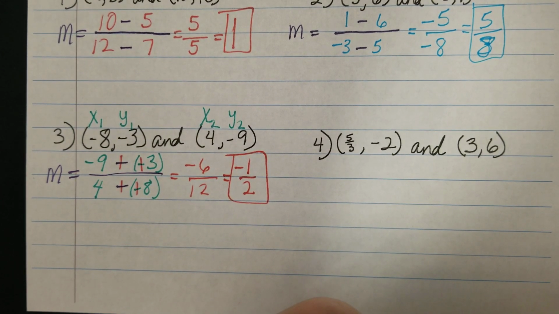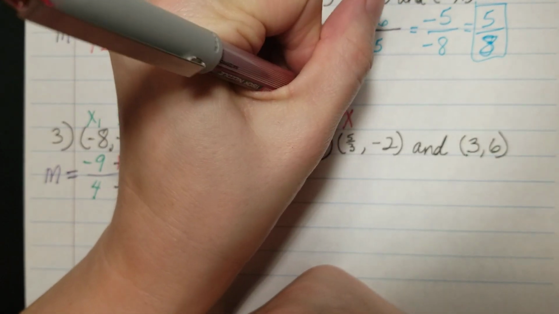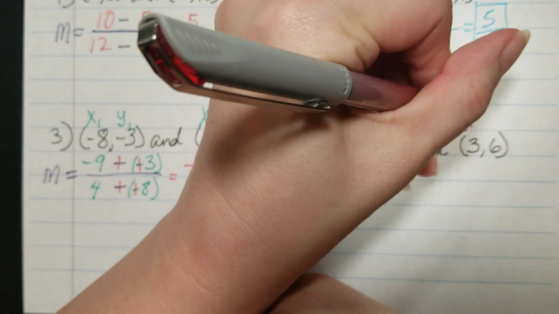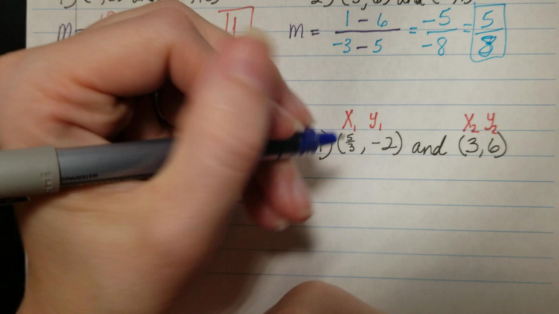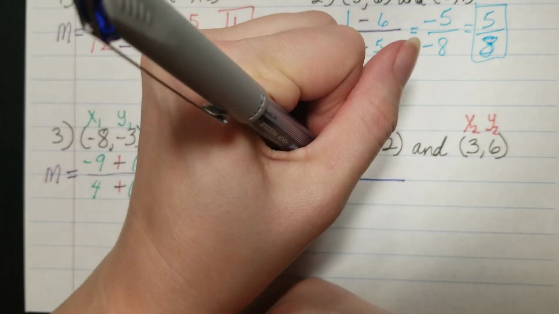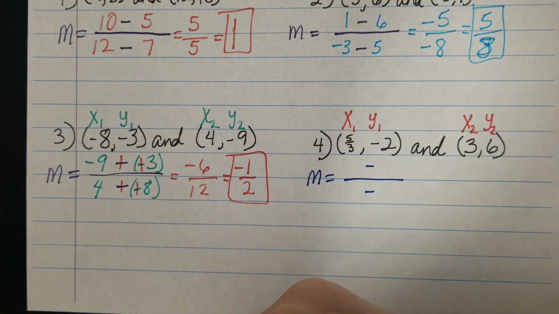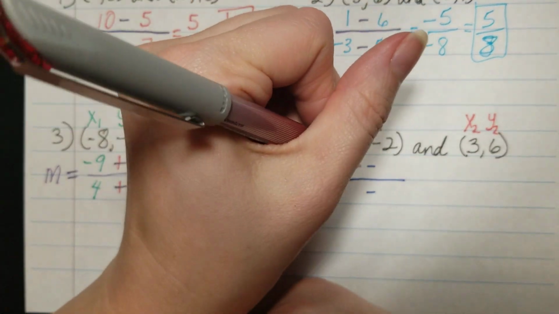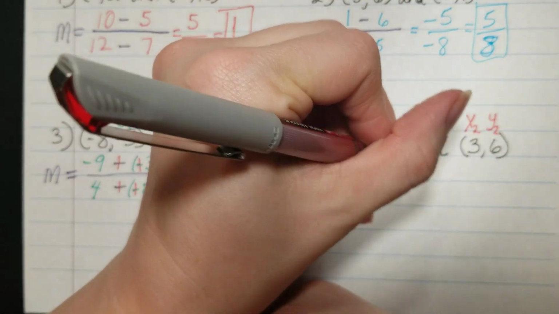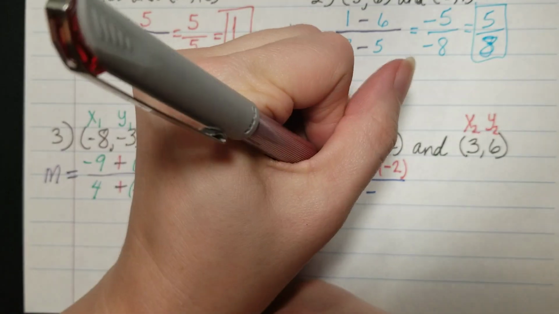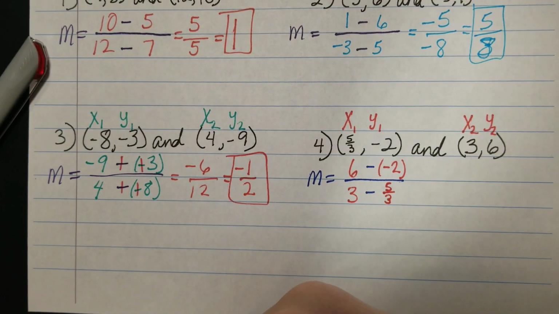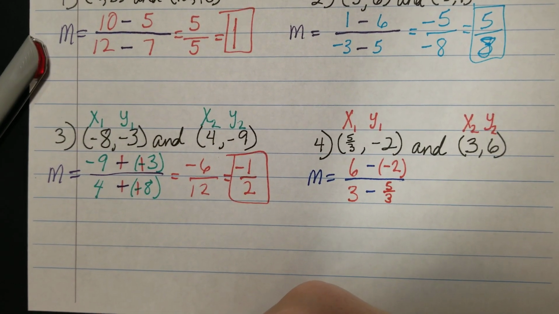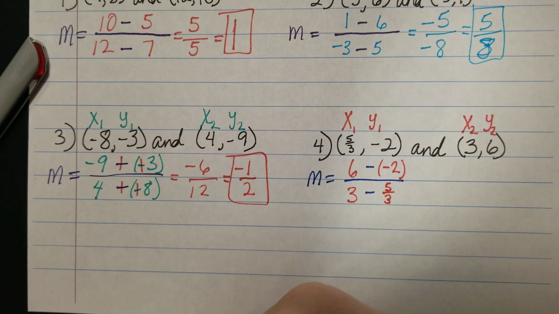All right, number 4, I have x1, y1, x2, y2. Okay, so it's going to be 6 minus negative 2 over 3 minus 5/3. So minus a negative turns into a plus. So 6 plus 2 is 8.